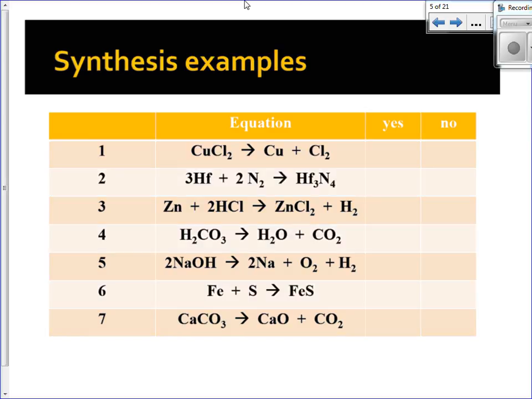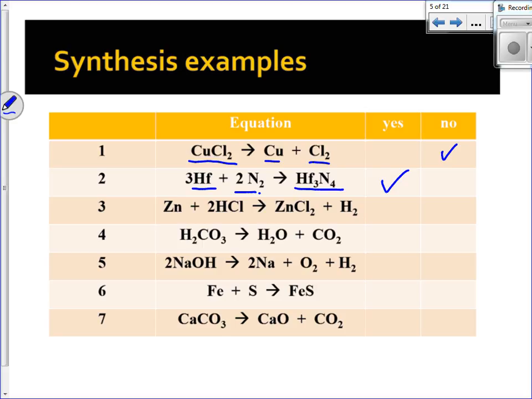Now let's look at some examples and see if we can follow the rule here. We need to see 2 or 3 things coming together to make one thing. So in number 1, is that considered synthesis? No, it would not, because you have one thing breaking apart into 2 separate things, right? How about number 2? Yes, we have 2 separate things coming together to make one thing. So that would be good.